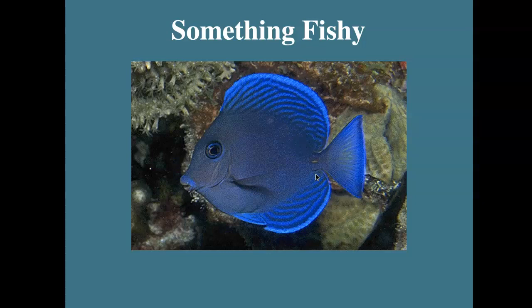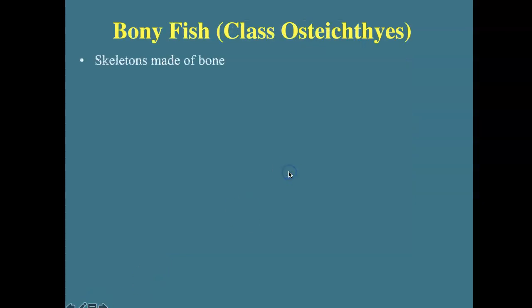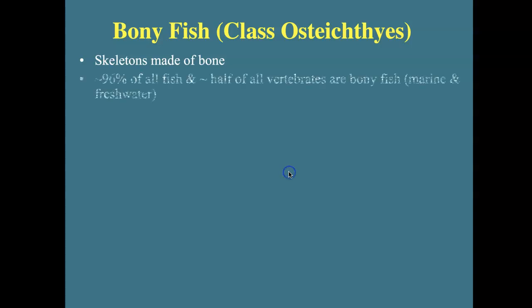But again, these are going to be all bony fish. Bony fish are in the class Osteichthyes, and they have skeletons that are made of bone. About 96% of all fish are bony fish. So the majority of your fish, that's why, when you're out there diving, you're going to see mostly bony fish. Sometimes you'll get to see the occasional cartilaginous fish.